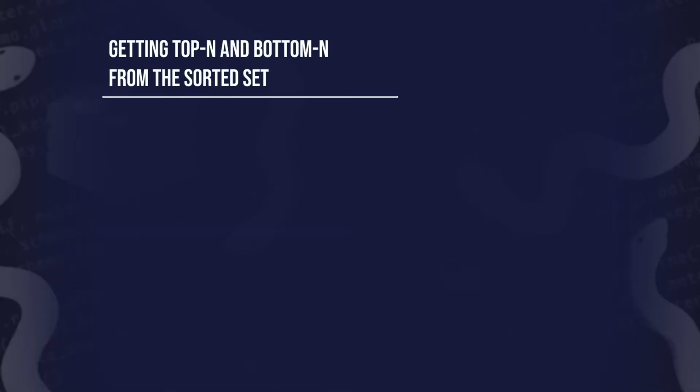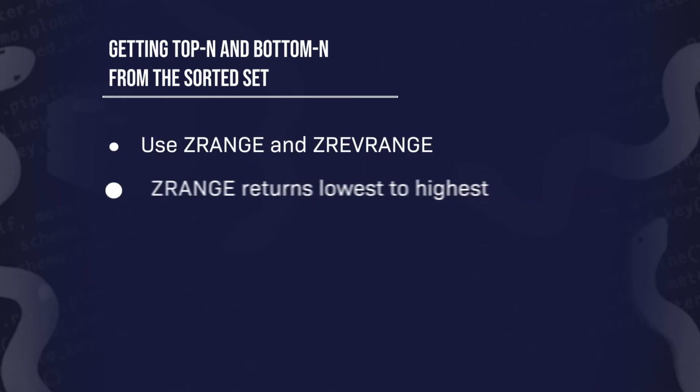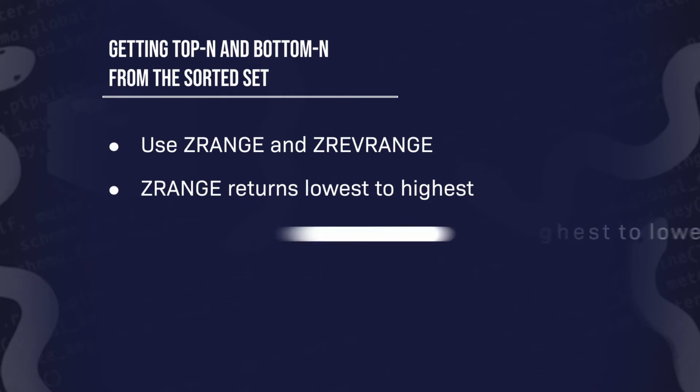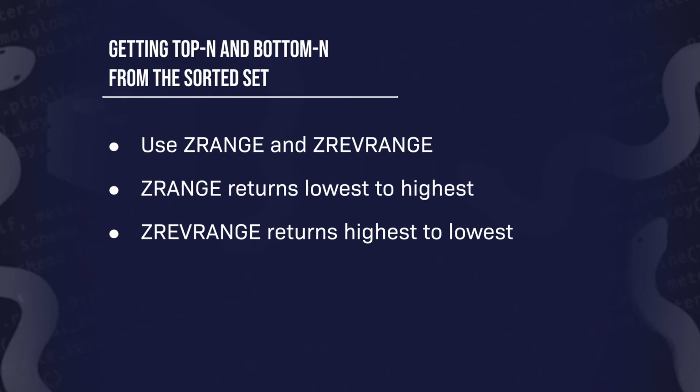Now we also need a method to get the top n and bottom n values from the sorted set and return them in the form of a report. To accomplish this, we use the zrange family of commands. Zrange returns set members with scores from lowest to highest, while zrevrange returns set members with scores from highest to lowest. Let's see how this plays out in the code.